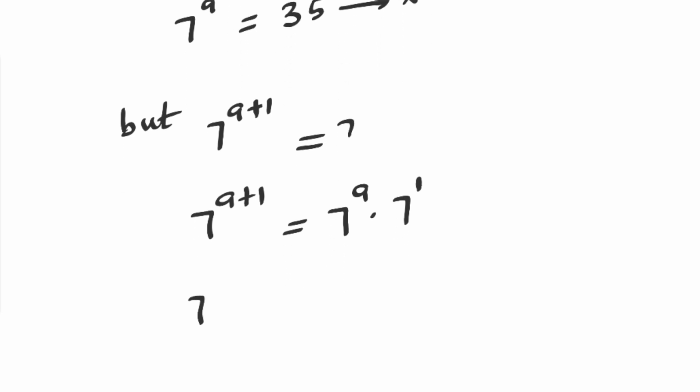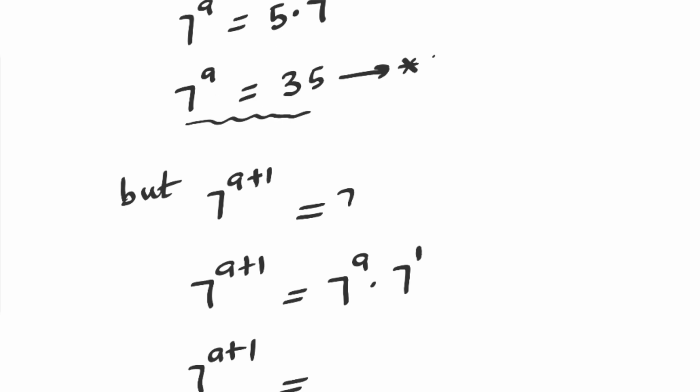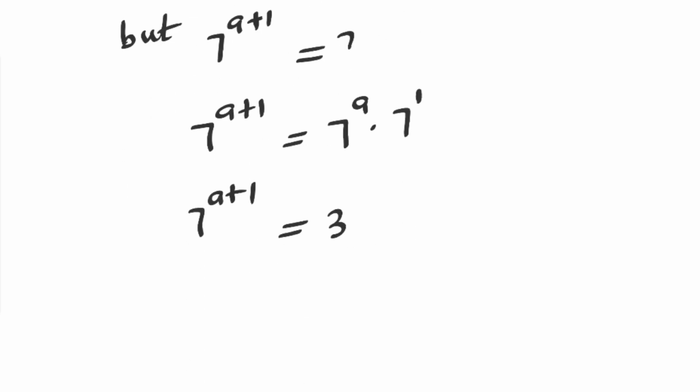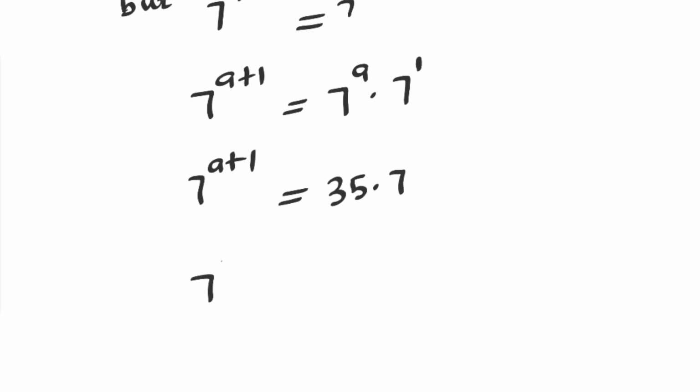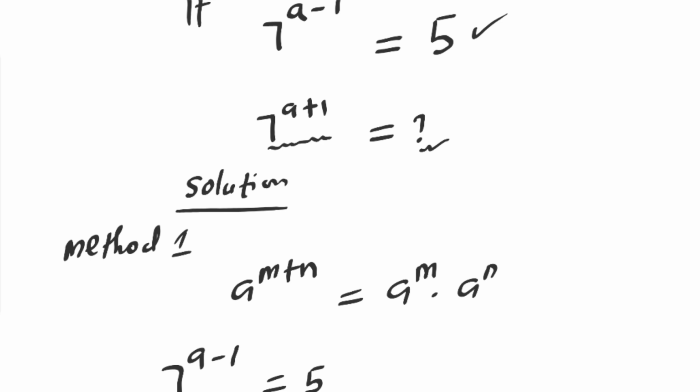Then 7 raised to power a plus 1 is equal to, we already know from equation star here, 7 raised to power a is equal to 35. This is 35 multiplied by 7 raised to power 1, which is 7. 7 raised to power a plus 1 is equal to 35 multiplied by 7. That is 245. Then this is the final answer. Therefore, here our solution is 7 raised to power a plus 1 is equal to 245. Let us consider the second method.